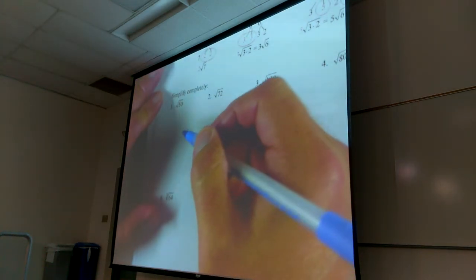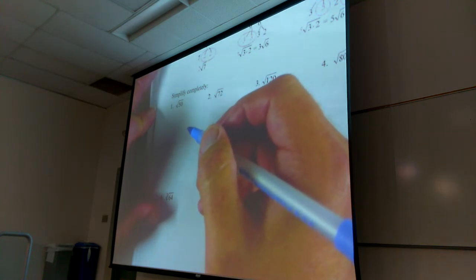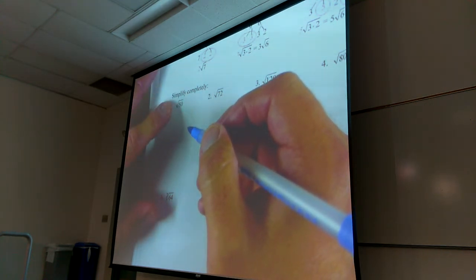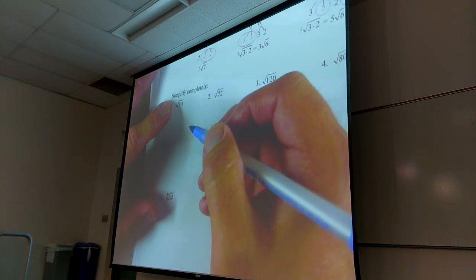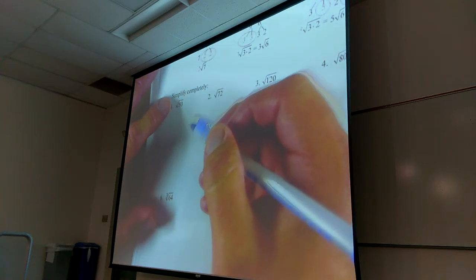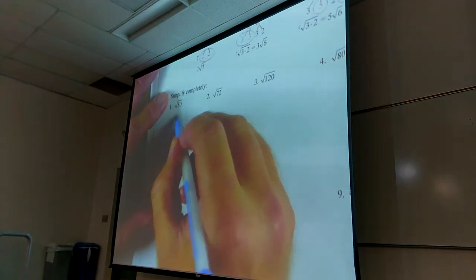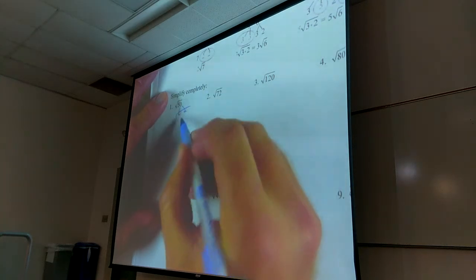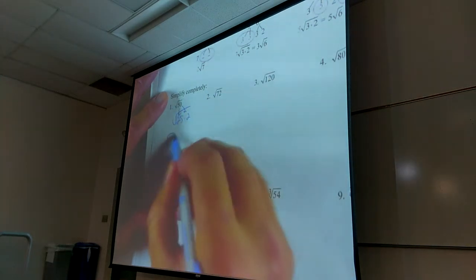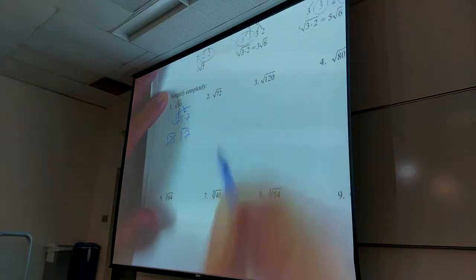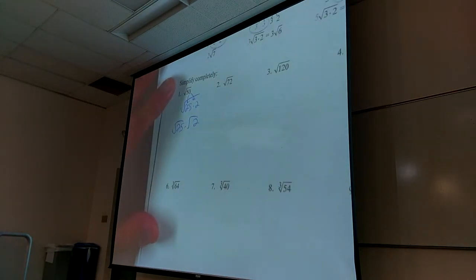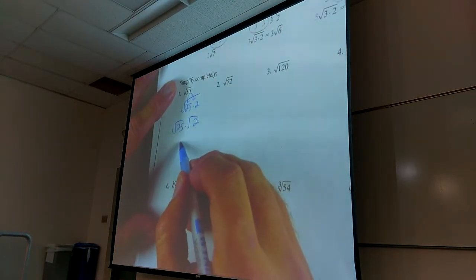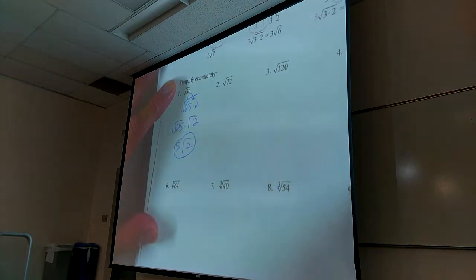Now, I could break up 50 as 5 times 10, but why is that not smart? Because neither 5 or 10 is square rootable. Right? So how would I rather break 50 up? The 25 times 2. This is the square root of 25 times the square root of 2. Square root of 25 is 5. Square root of 2 is, I don't know.